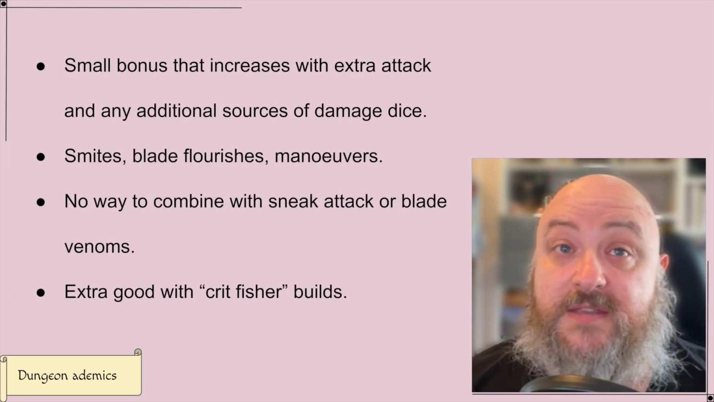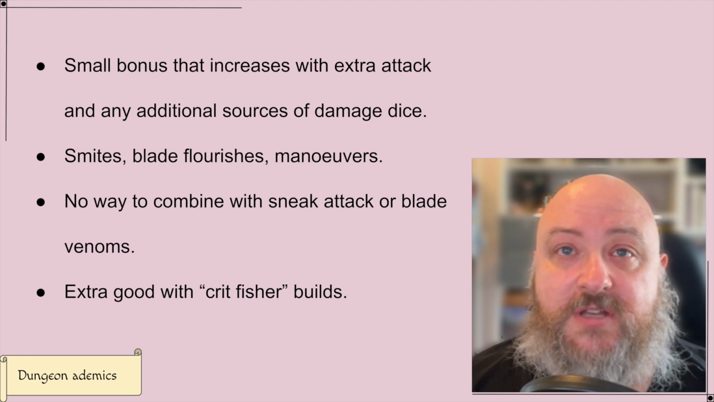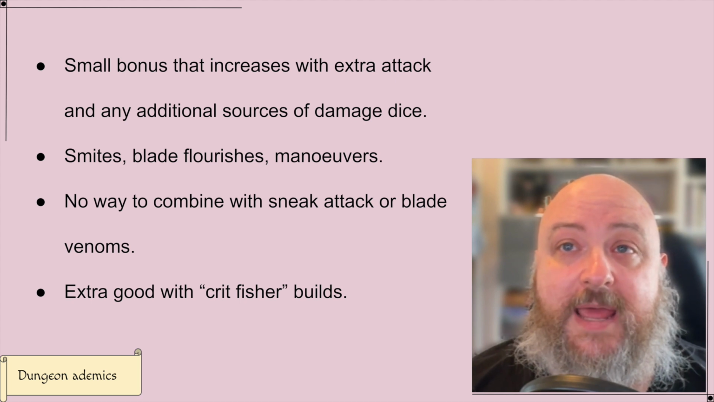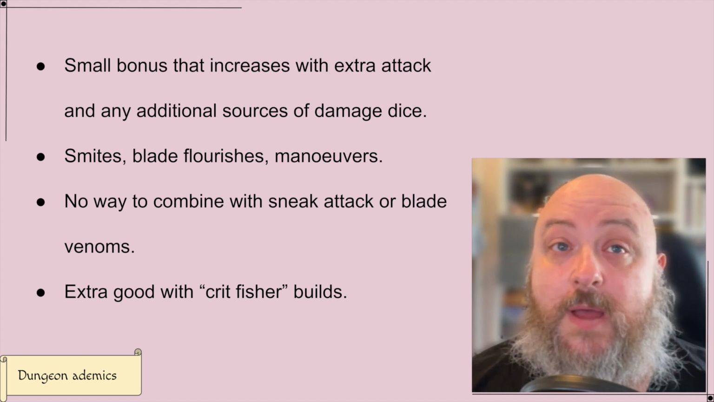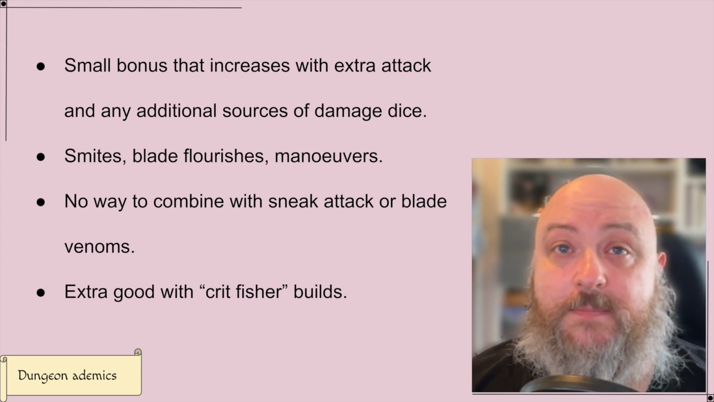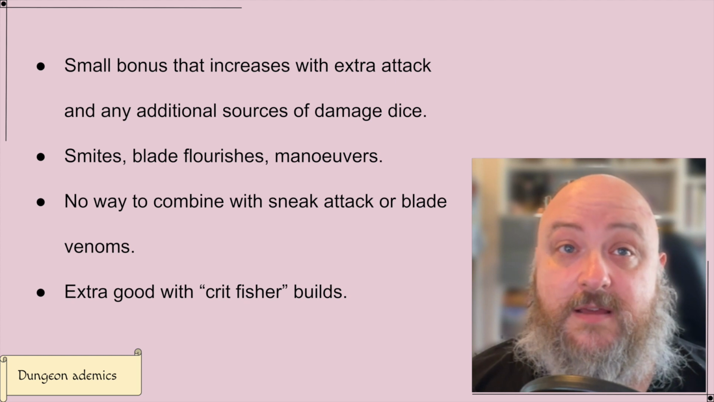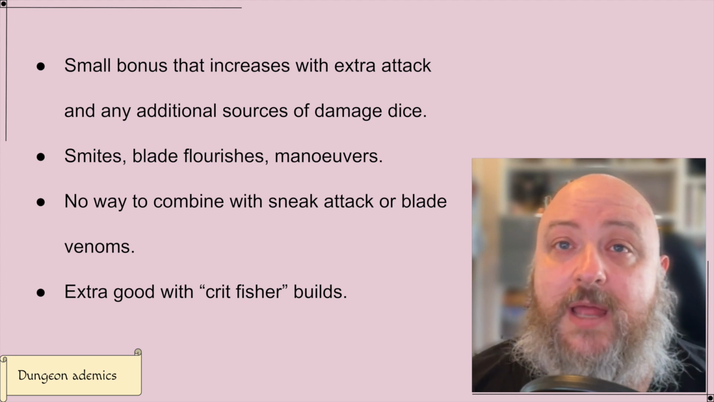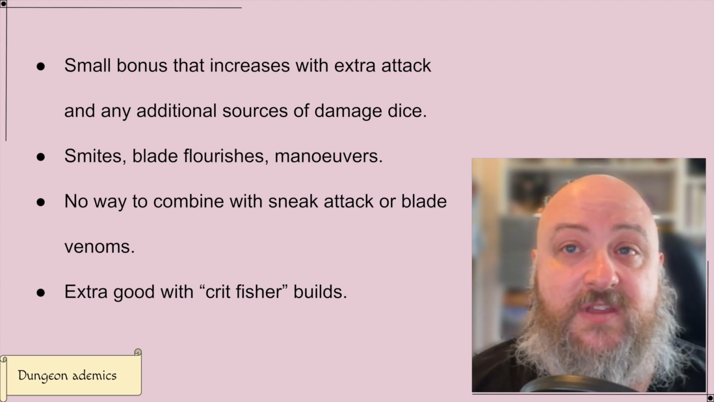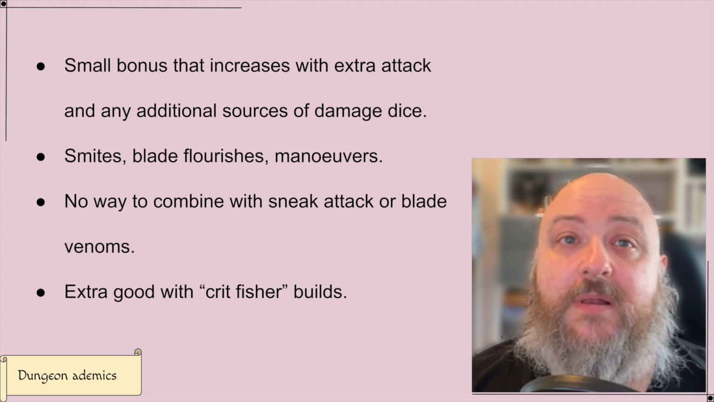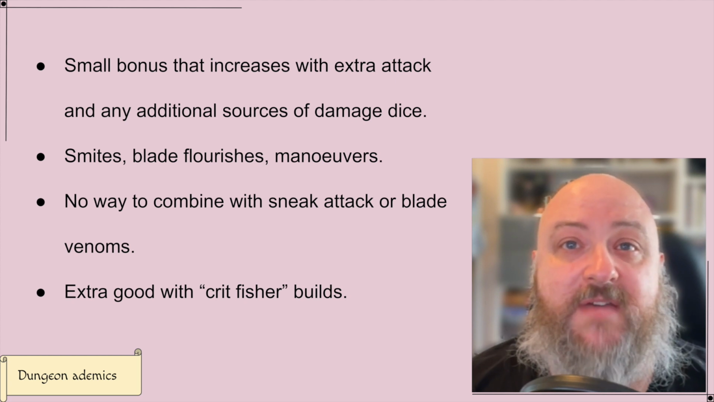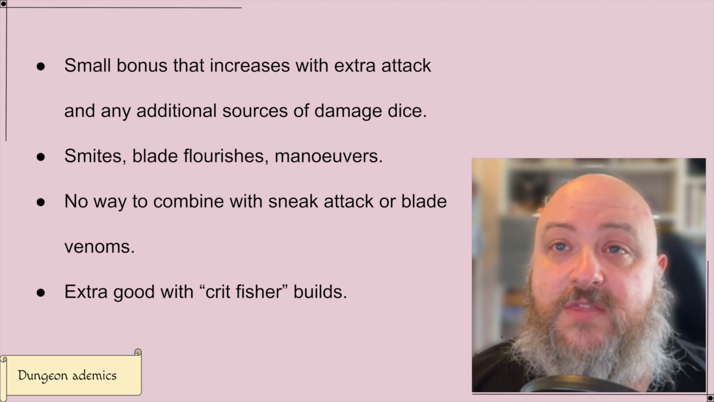This bonus, as I said, applies to all damage dice that are triggered with a hit on a melee attack, including smites, blade flourishes, and battlemaster maneuvers. There is no way that I can see to get sneak attack dice used here, as there are no two-handed melee weapons with the finesse feature. In addition, blade venoms have damage triggered by a failed save after an attack, so they would not benefit from great weapon fighting.